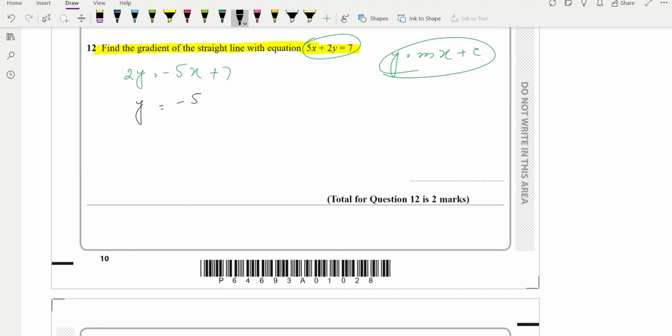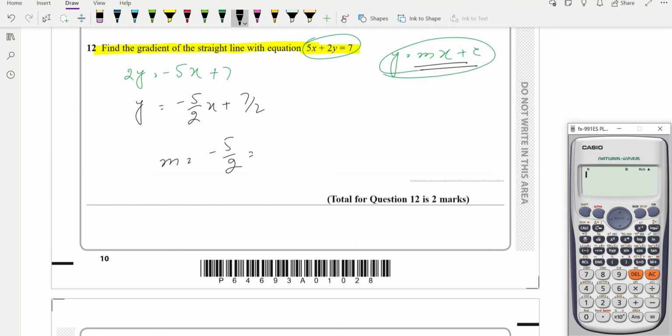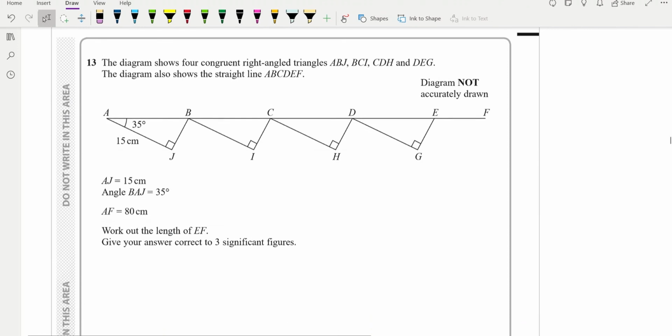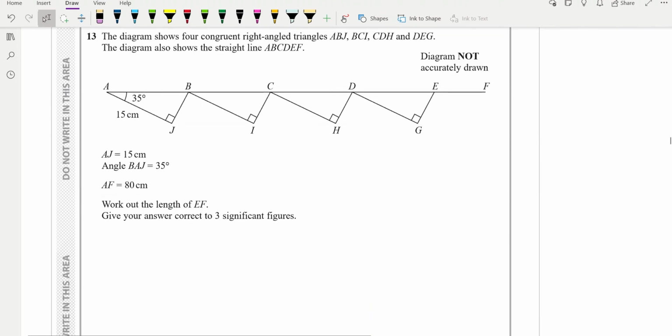So y will be equal to minus 5 by 2x plus 7 by 2. If we compare this with y is equal to mx plus c, this will be our gradient, which is the m value. So m is equal to minus 5 by 2, which we can write as minus 5 over 2 is equal to minus 2.5. So our m value will be equal to minus 2.5. This will be our final answer. Hopefully you understood this.